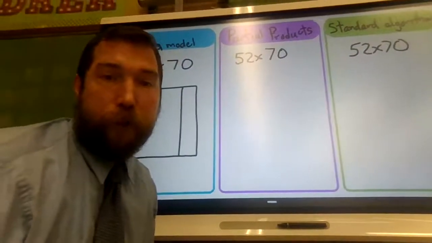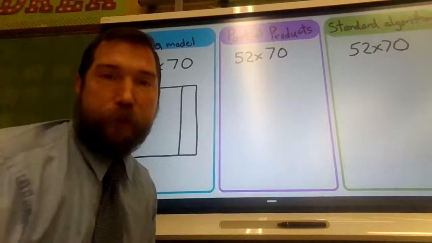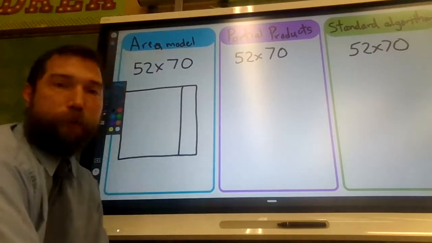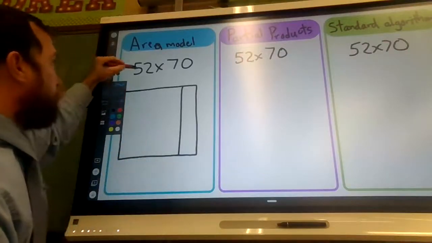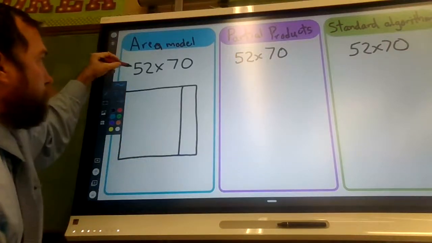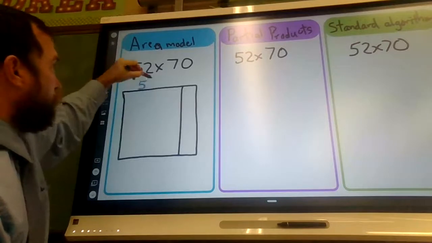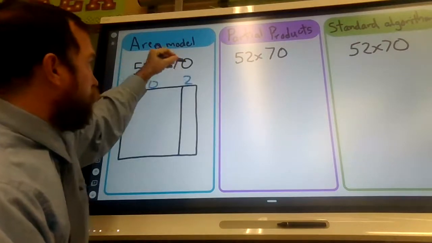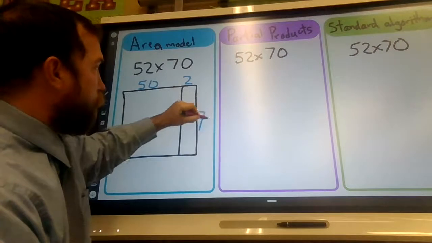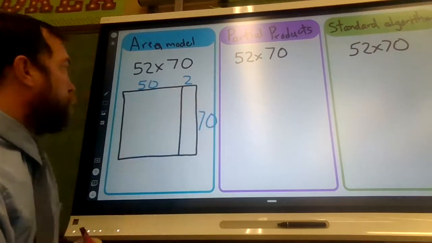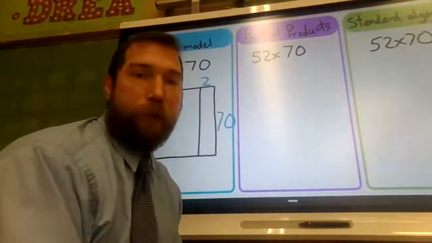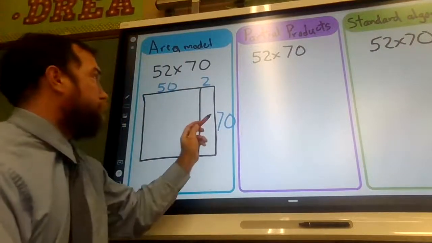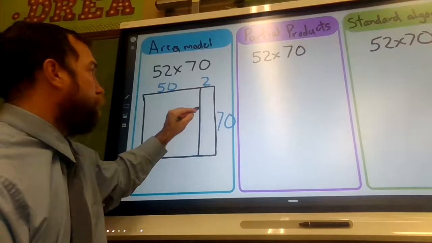Okay, so I'll show you the same exact three ideas with a different number. Now I'm going to try 52 times 70. In the area model, you would break up the number that's together, 52. You break it up into 50 and 2, and then the 70 here would stay together. Again, it's just our one math fact, 7 times 2 and 5 times 2. 7 times 2 makes 14.